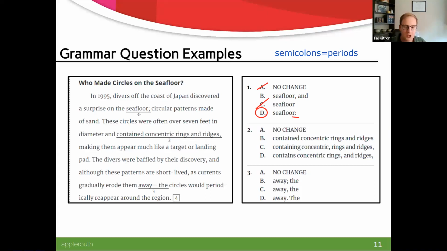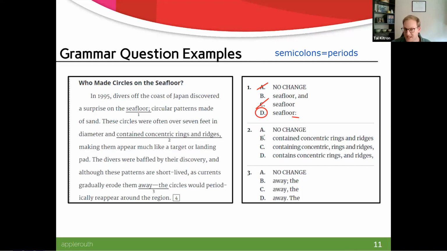Number two looks like it's just testing commas. So the one we want to look at first, if there is one, is the answer with no commas. So let's take a look at choice B, sound that out. Of course, on the test, we can't speak out loud, but you can kind of mutter it. You can say it in your head. If I write it with no pauses, it would be these circles were often over 7 feet in diameter and contain concentric rings and ridges, making them appear much like a target or landing pad, which wasn't horrendous.